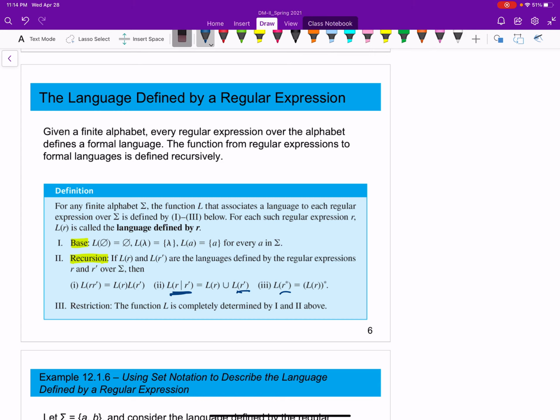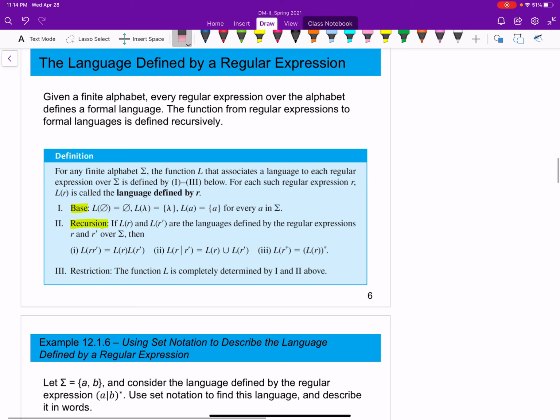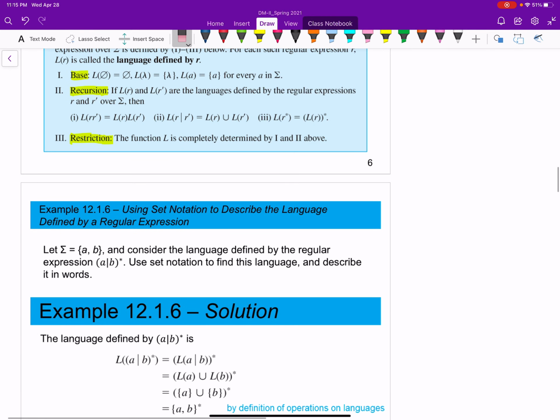So these are the definitions. You don't need to worry about them, the only thing is you have to keep them in mind. And then there's the restriction. The restriction says the function L is completely defined by 1 and 2 above, so all the things here are defined by either 1 or 2. That's the restriction. All right, so let's move to the next example. You can understand this very well.